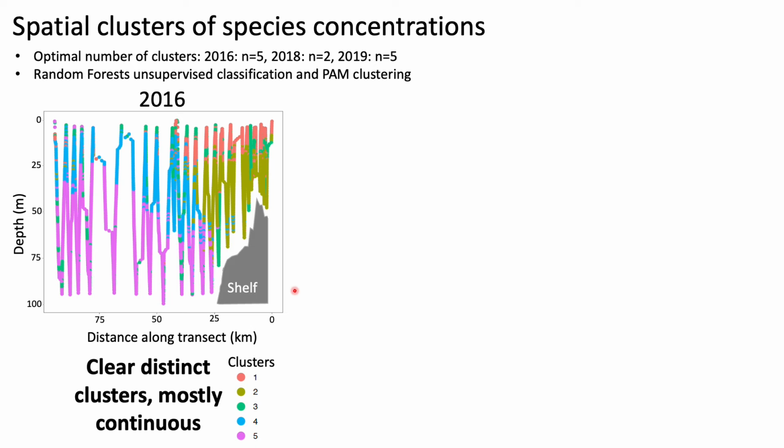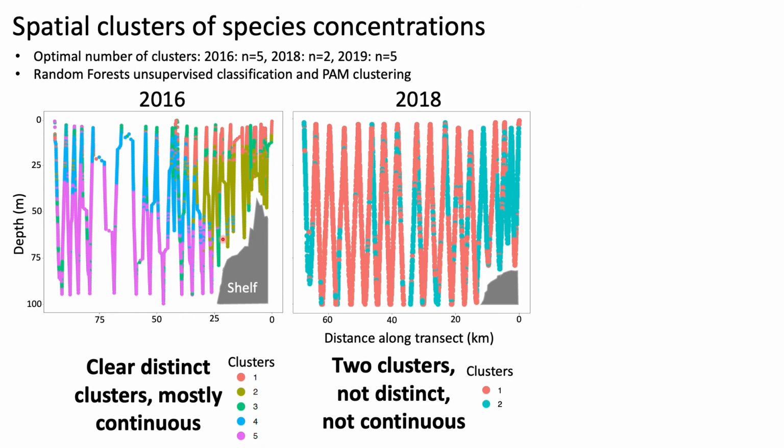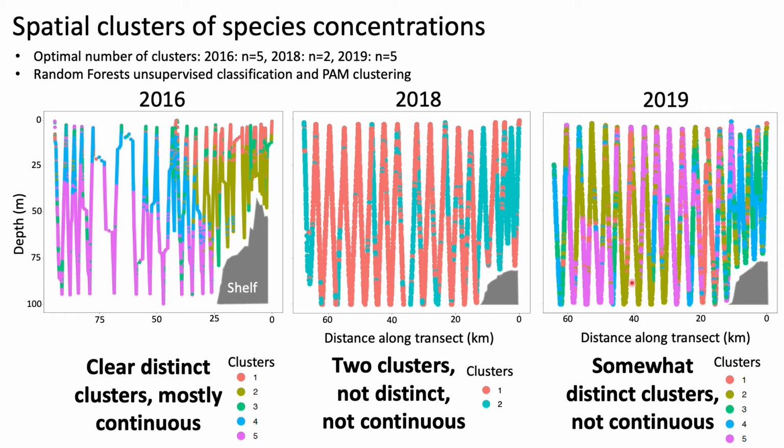we found that the 5 clusters in 2016 were clear and distinct. Remember that these clusters did not include the environmental signal, but only species concentrations. In 2018, the clusters, only 2, were not very distinct at all, a striking difference to 2016. 2019, on the other hand, showed something akin to 2016 again, however, not as distinct and not as continuous. We can see, for instance, cluster 5 here in purple, that we found shallow mid-transect here, as well as deep off-shelf here.